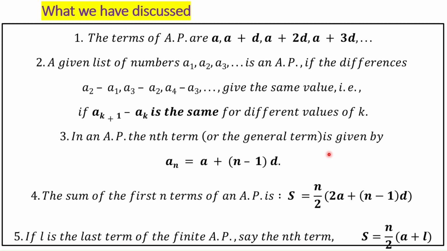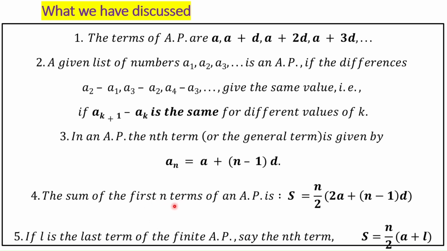Let's see the summary of what we have discussed. The terms of an arithmetic progression are a, a plus d, a plus 2d, a plus 3d, and so on. The difference of consecutive terms in an AP is always constant, so a(k plus 1) minus a(k) is the same for all values of k. This is most important. In an AP, the nth term is denoted by a(n) equals a plus n minus 1 into d.